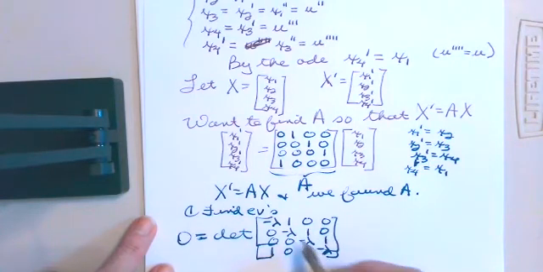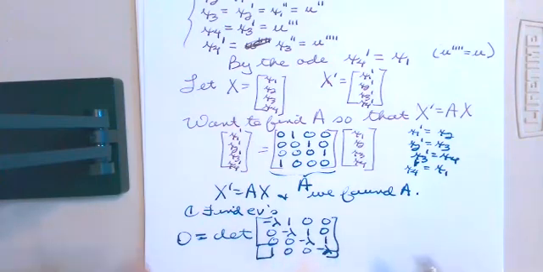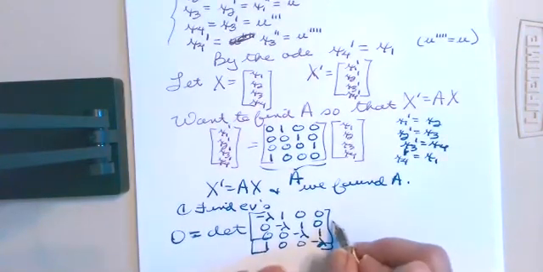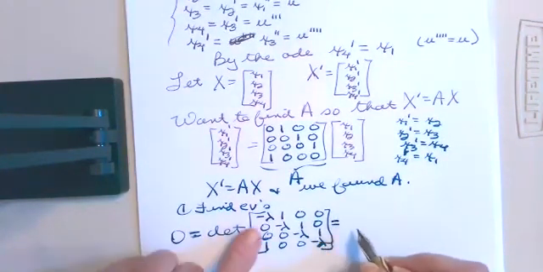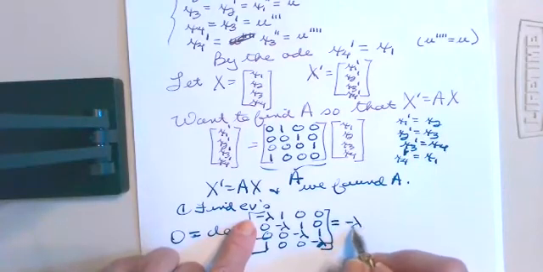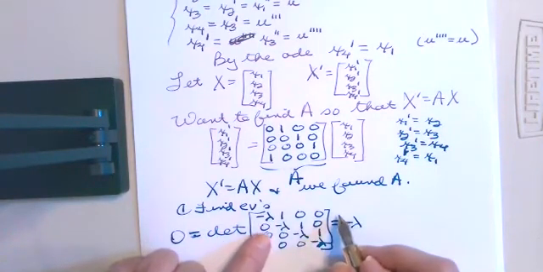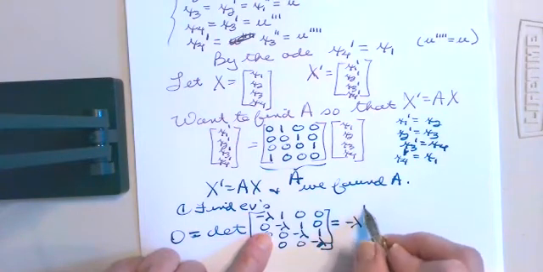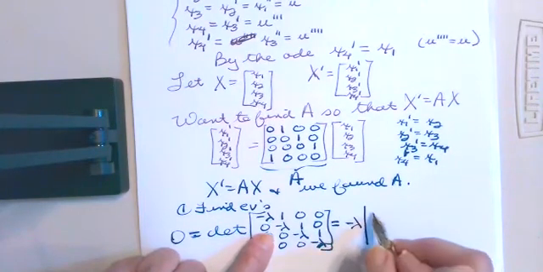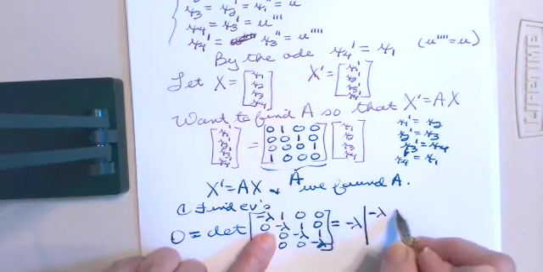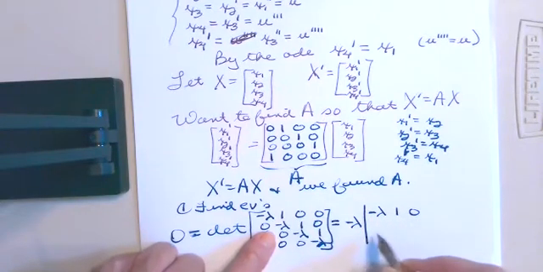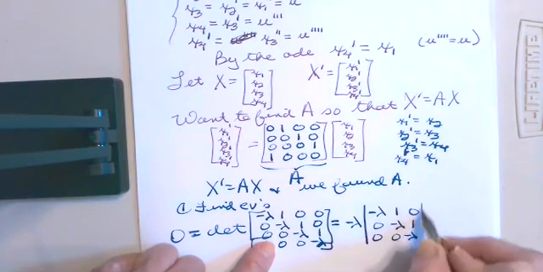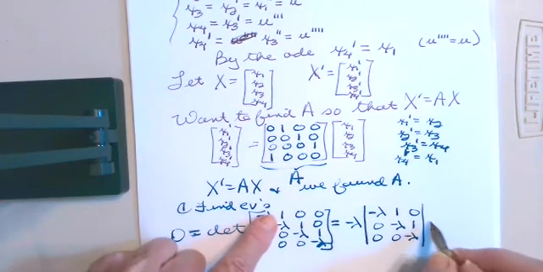So you could go either across the first row or down the first column. Any row or column would work. So what do you get? You get minus lambda, and now you delete the row and the column containing the minus lambda. So I'll have to take the determinant of the 3 by 3 matrix. Okay. And then the next one gets a minus sign.